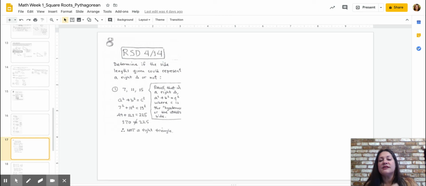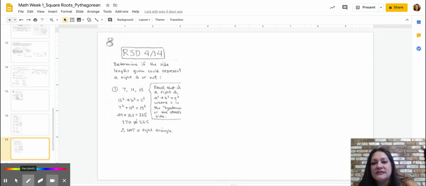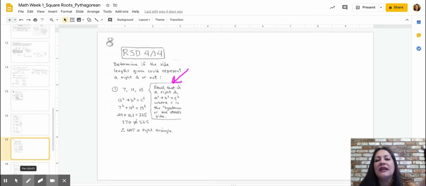So this says determine if the side lengths given could represent a right triangle or not. And it says recall right here: recall that in a right triangle, a squared plus b squared equals c squared, where c is the hypotenuse, or the longest side.